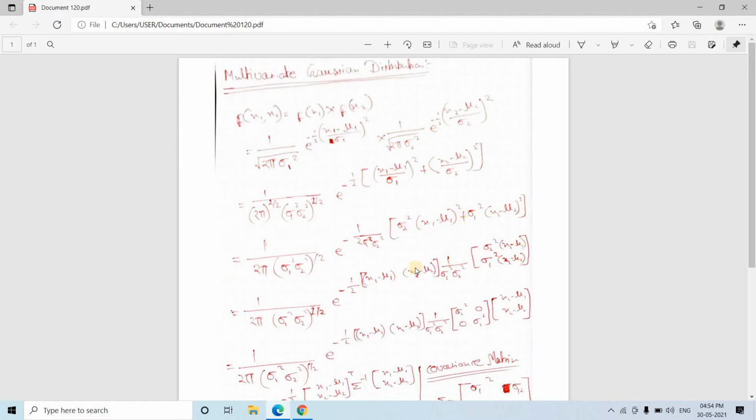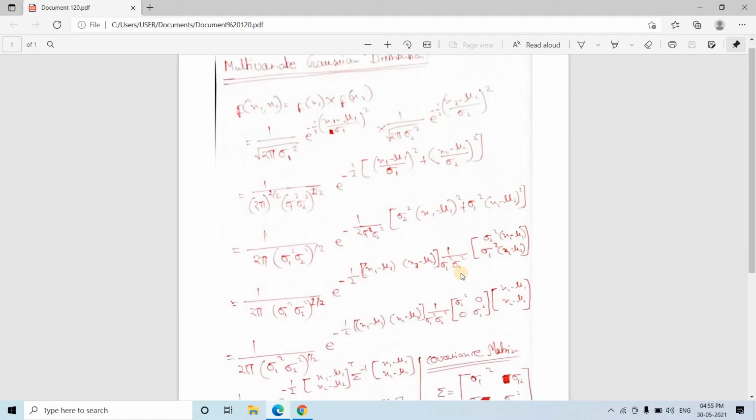Okay, plus x2 minus mu2 multiplied by sigma 1 square multiplied by x2 minus mu2. That is plus sigma 1 square multiplied by x2 minus mu2 whole square. That's why it is present here, plus sigma 1 square multiplied by x2 minus mu2 whole square. Okay, there is a reason to arrange it like this. I'll be discussing it after some time, it will be clear to you.